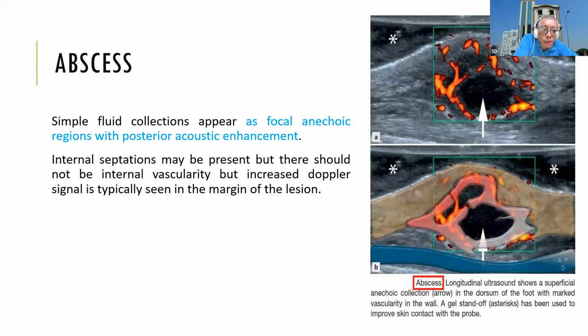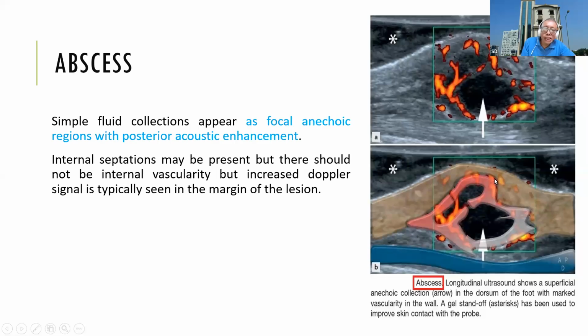So this is another picture, of an abscess in the foot, an ultrasound picture. Here you can see a simple fluid collection can appear as a focal anechoic region. So here you can see a focal anechoic region like a cystic structure, and this can be edema. Okay, so what is the difference between this anechoic structure and a ganglion?